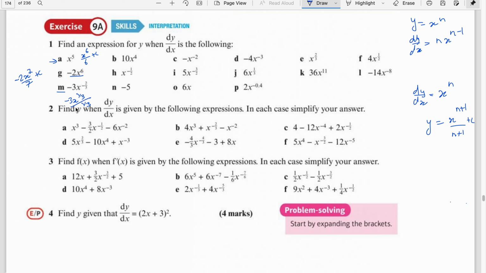Part d is minus 5. That means there is x with a power of 0. So we increase the power and divide by the new power plus c. Part e, we increase the power and divide by the new power plus c, and simplifying gets us 3x square plus c. Are you getting it?